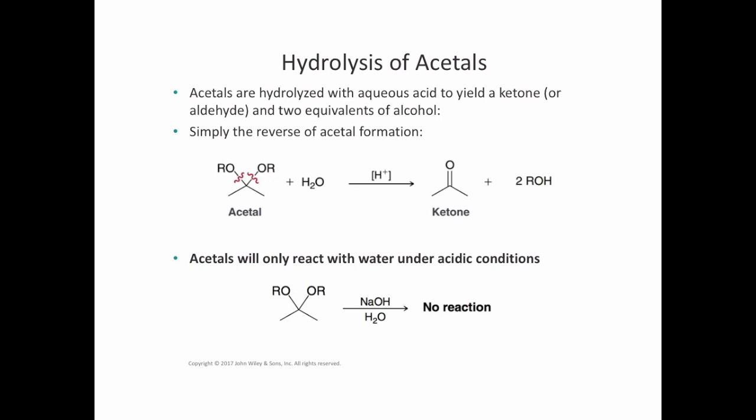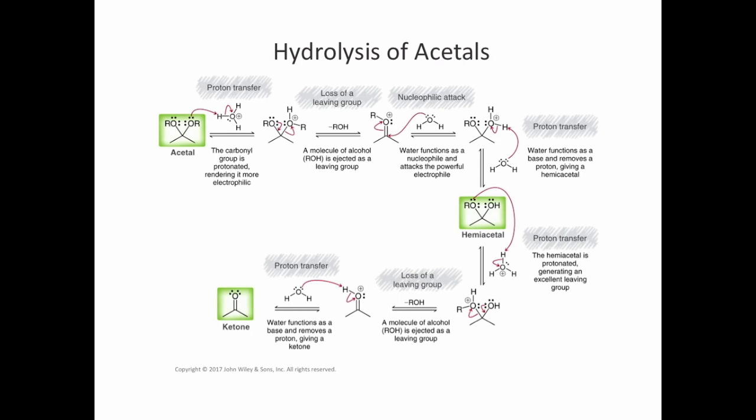Acetals are hydrolyzed with aqueous acid to yield the starting ketone or aldehyde, and it's simply the reverse of the acetal formations. And this will only happen under acidic conditions. If you try to do this with base, there is no reaction. And here is the mechanism of the hydrolysis. So we're in acid. First thing we're going to do is protonate one of the oxygens of the acetal. And now we've got a good leaving group. So the other oxygen, its lone pair is going to come in and form a double bond with the carbon, kicking off alcohol. And now we have this intermediate.